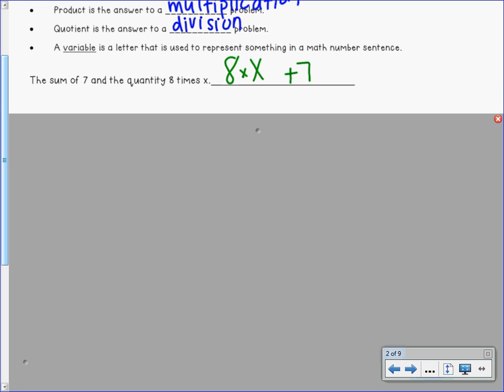Instead of writing 8 times x, if you remember way back to when we used to do number sentences, I know that if I have a letter right next to a number, it means what? You multiply it. So I don't need 8 times x, because I know that 8x means they're multiplying it. What are they multiplying? 8 times x. What's that? We don't know. That's why it's a variable. We don't know it yet.